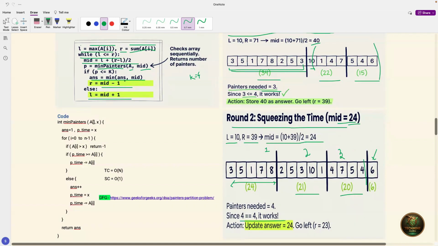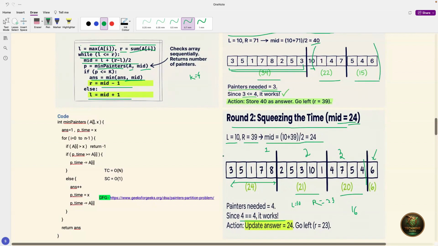We will update our answer and we will move towards the left side so that we can see if we can squeeze the time further. So what will be the new time now? So what will be the new r? It will be 23 and our L will be 10 only. So what will be our new mid? It will be 23 plus 10 by 2, which will come as 16.